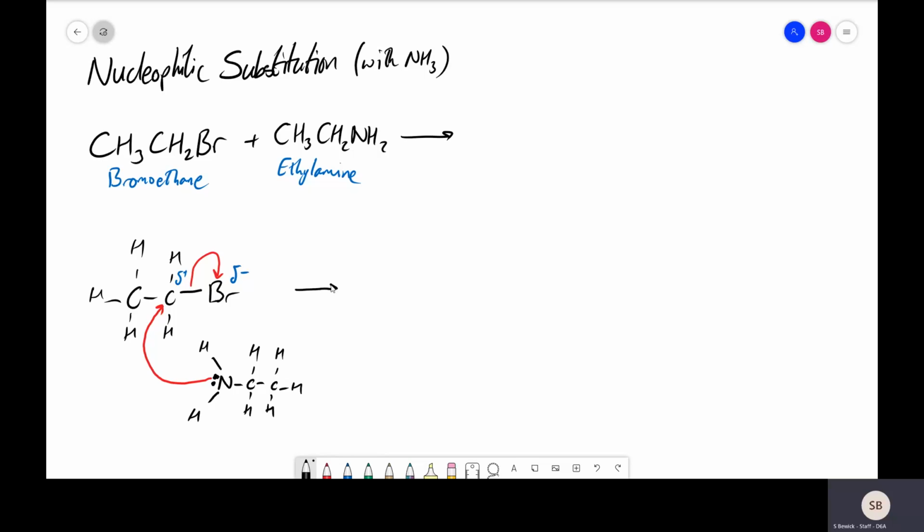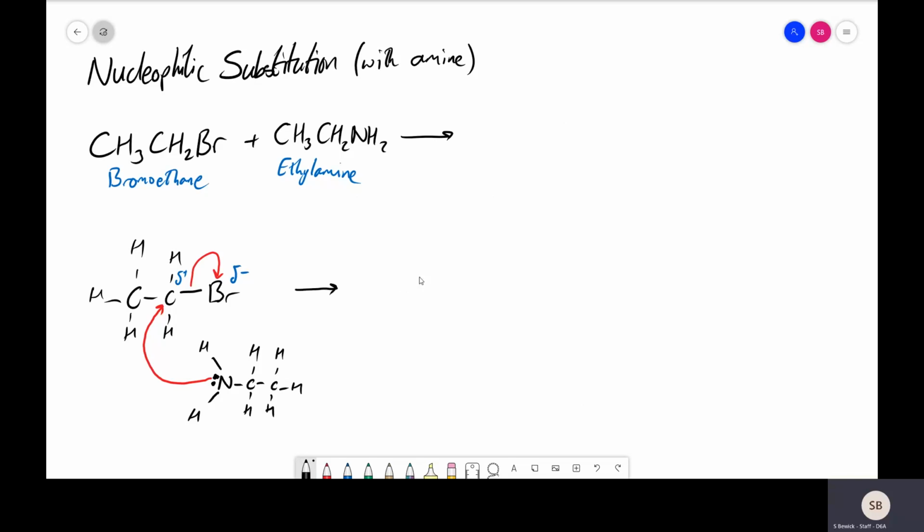So now let's see what we've got. And also let's quickly just change the title, because we're no longer doing this with ammonia, we're doing it with an amine. And you'll do a lot more of this in your second year when you study amines. So really, that amine is the same as ammonia, except one of the hydrogens has been replaced by a carbon chain. So it will do the reaction in exactly the same way.